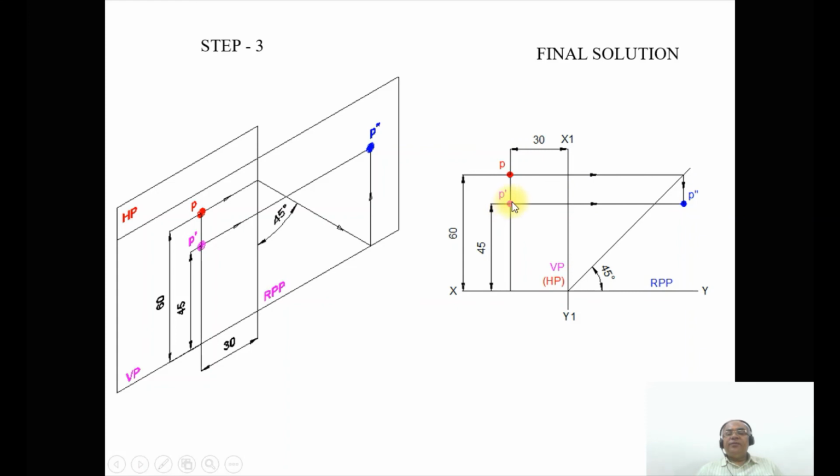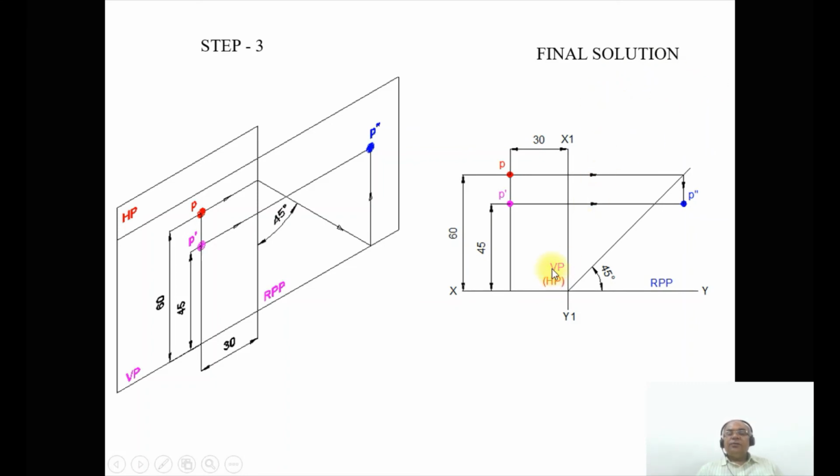And where you have the front view, on that line you are going to get the side view. So from P dash you draw a horizontal projector to the profile plane, and then from the intersection of the 45-degree line to the top view projection you draw a vertical line. These two lines are going to intersect at this point. You mark this as P double dash. And then show the dimensions of 30, 45 and 60. So this is going to be the final solution.